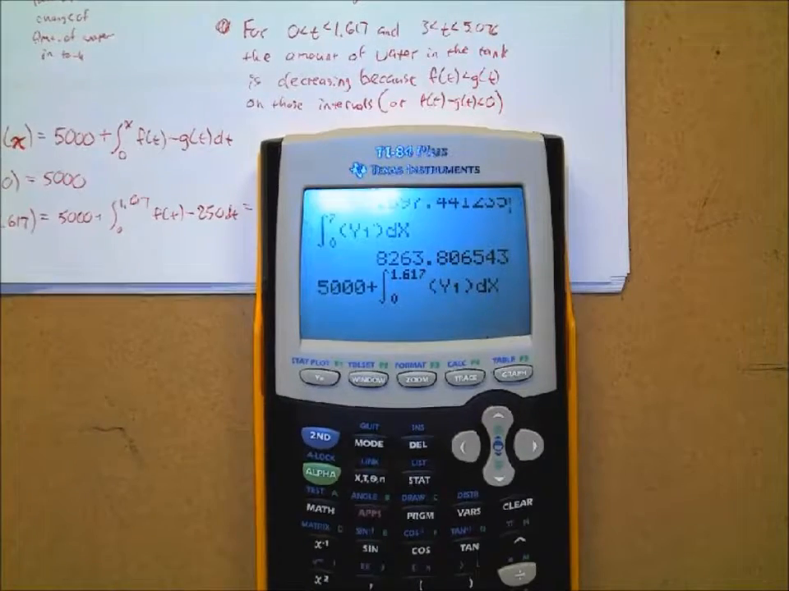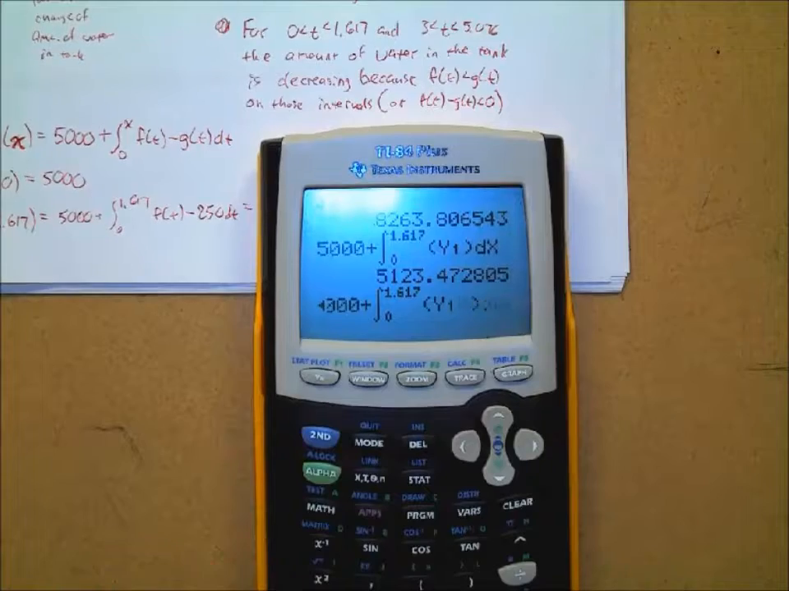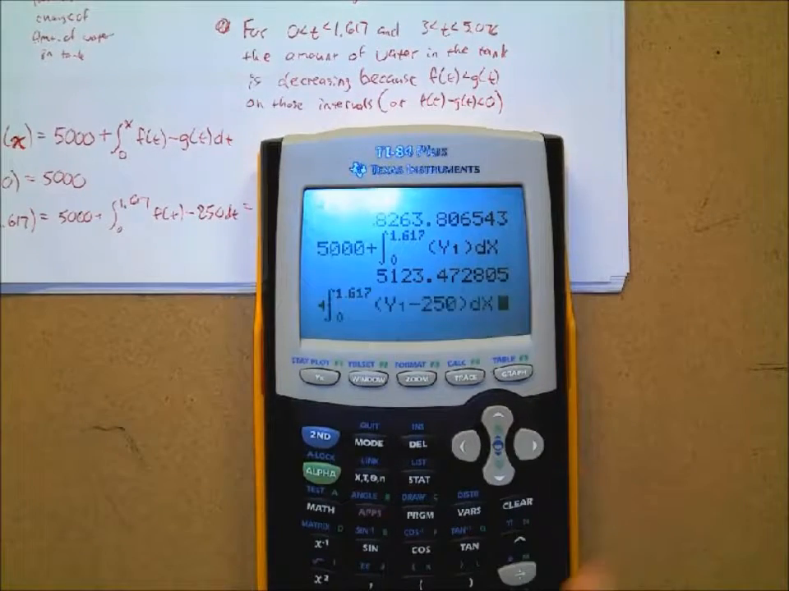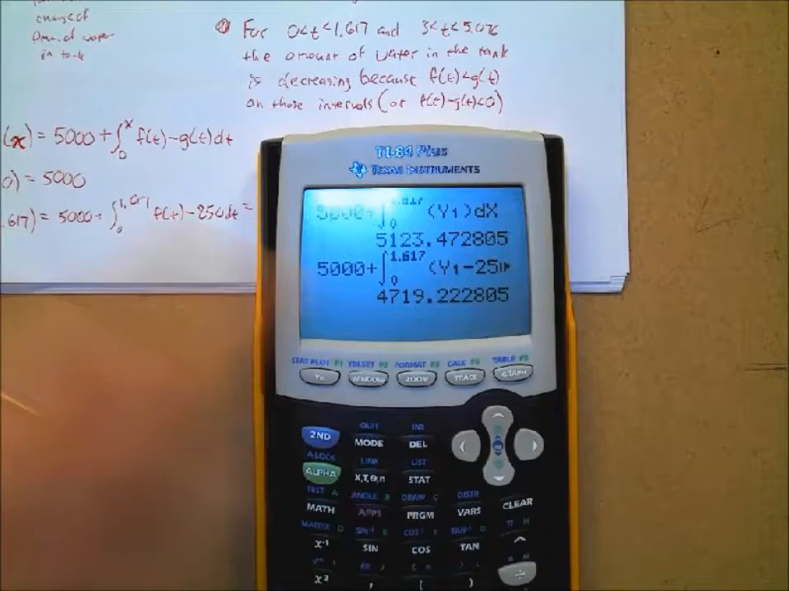Oops, I forgot the minus 250 there. Okay, there we go. Okay, so I get 4,719.223.